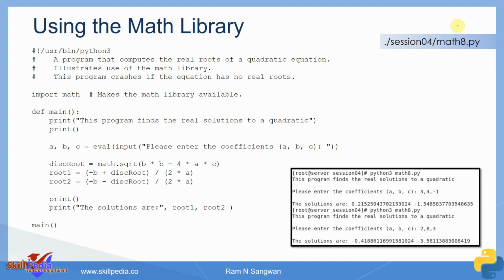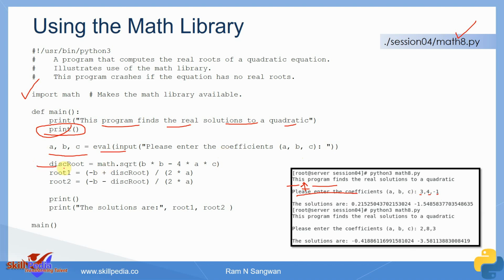And this is program number 8 I demonstrated. Import math. This program finds the real solutions of a quadratic equation. Why this print with nothing? It is printing a blank line here. This is a blank line. A, B, C, enter the values. We enter 3 values: 3, 4, minus 1.